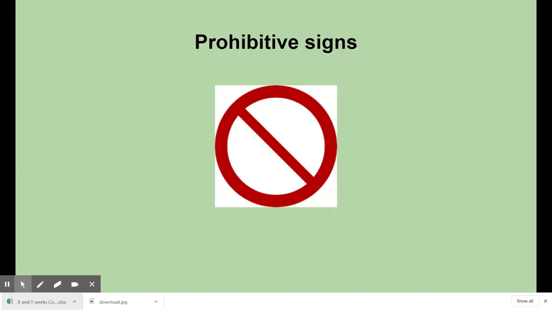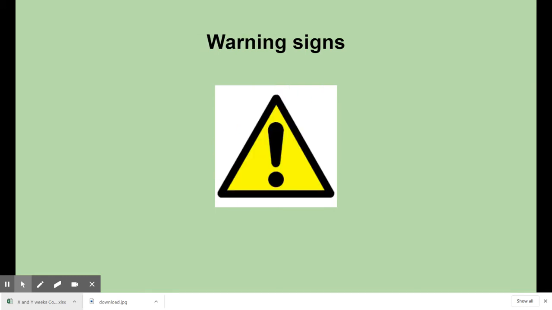So we've got a red circle with a diagonal red line through it. It means prohibitive. It means you cannot do, you must not do. Next category is a warning sign. That's a yellow triangle, and it may have an image inside, or it may just have an exclamation mark as is shown in this one.